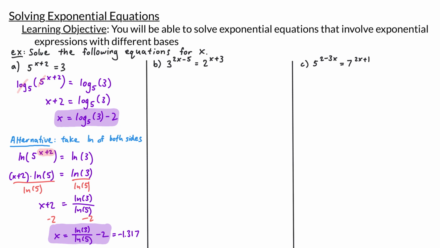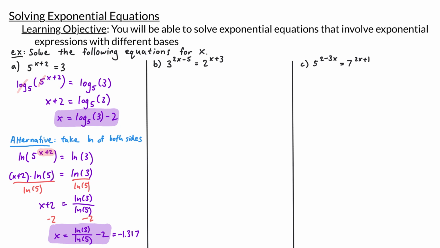Next, let's take a look at example B. We have 3 to the power of 2x minus 5 equals 2 to the power of x plus 3. This time, we have x's in the exponent on both sides. And we also notice that the bases are not the same. We have 3 as the base on the left, 2 as the base on the right, and there's no easy way for me to rewrite it so that the bases are the same.